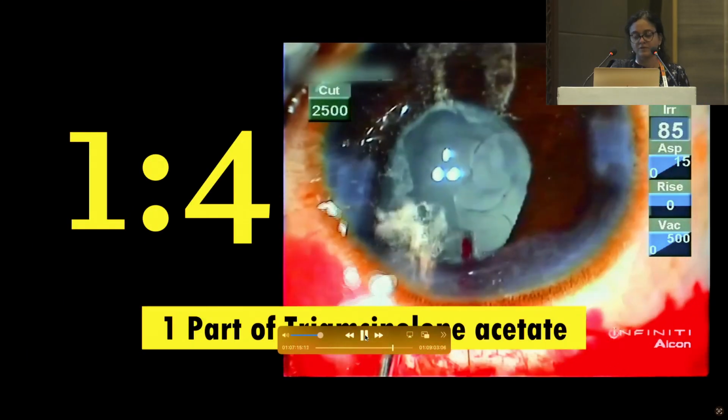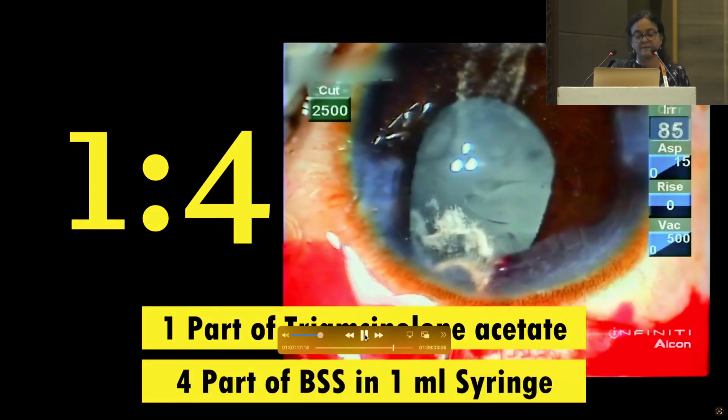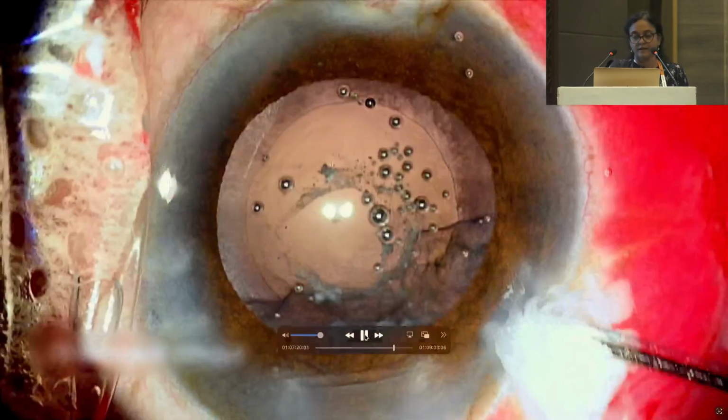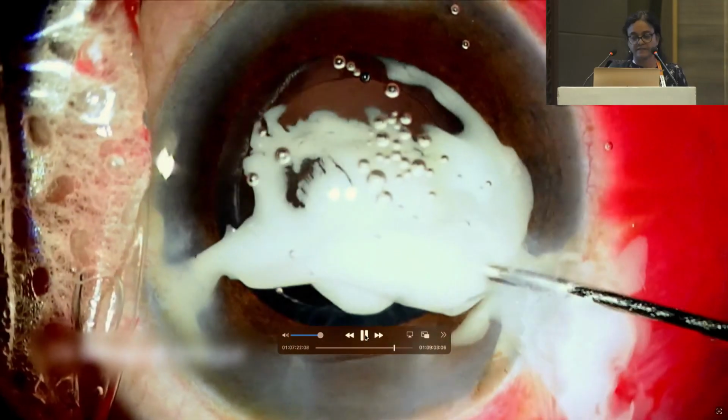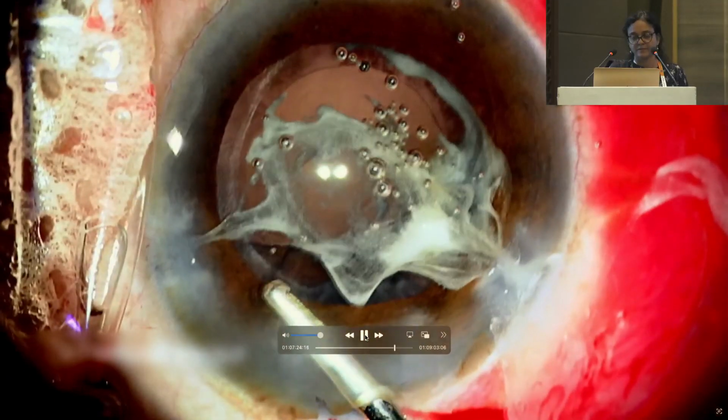But we need to be watchful in the post-operative follow-up for the intraocular pressure fluctuations which can occur with the use of triamcinolone.